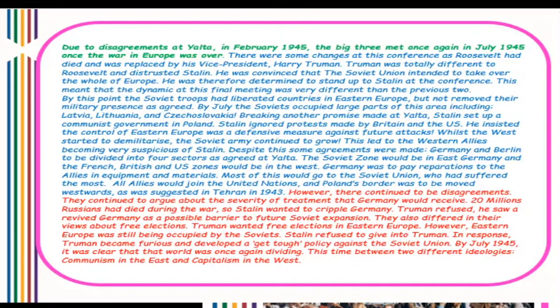Despite this, some agreements were made. So Germany and Berlin were to be divided into 4 sectors. As agreed at Yalta, this was once again agreed at Potsdam. The Soviet zone would be in East Germany, and the French, British, and US zones would be in the West. Germany was to pay reparations to the Allies in equipment and materials. Most of this would go to the Soviet Union, who had suffered the most. All Allies would join the United Nations, and Poland's border was to be moved westward, as it was suggested in Tehran in 1943.